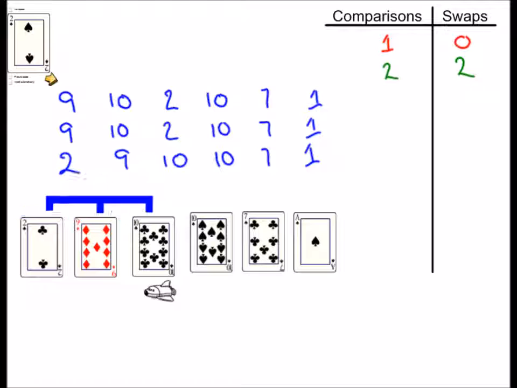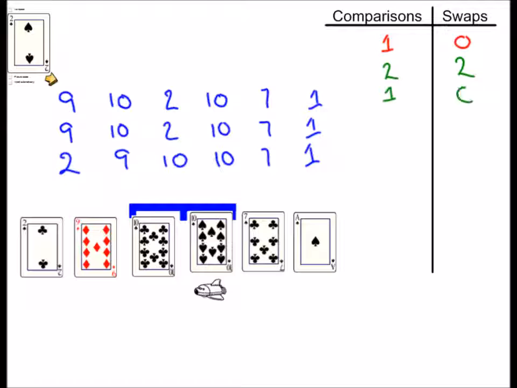Right, for pass number 3, I compare my 10 and my 10. Because they're the same card, I don't need to swap them, and we know that when I don't swap cards in Shuttle Sort, that's the end of the pass. So I'm going to write out the cards as they are. And then I'm going to move on to my next pass.